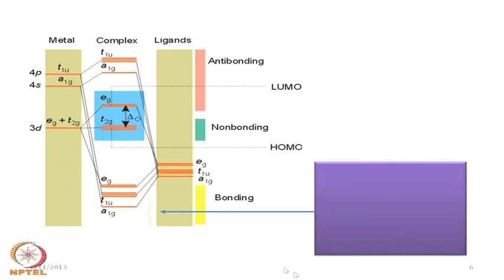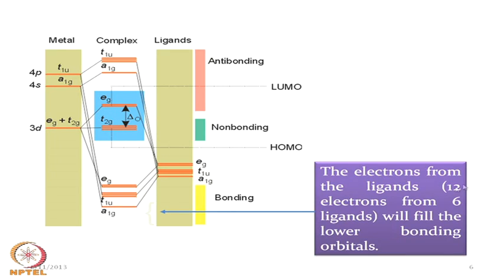So, what we see is that the electrons from the ligands, we are having 12 electrons from the 6 ligands. So, the ligands are providing altogether 12 electrons, 2 electrons per ligand, because we are considering the ligands as 2 electron donors, whether it is the oxygen atom of the water or the nitrogen of the ammonia molecule.